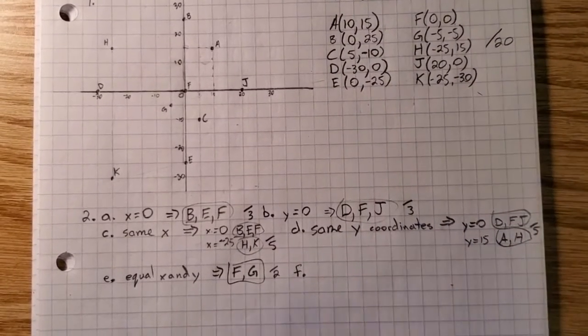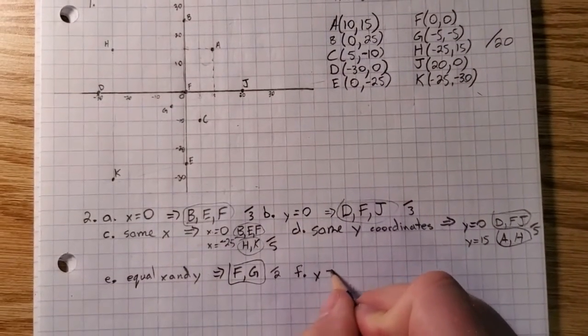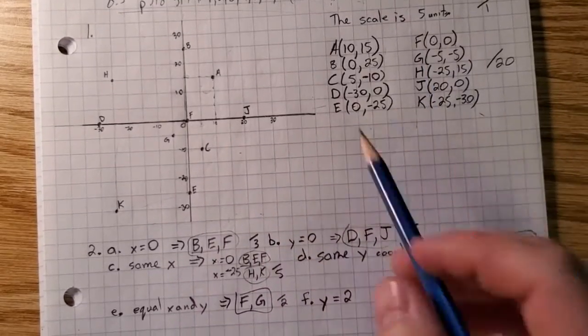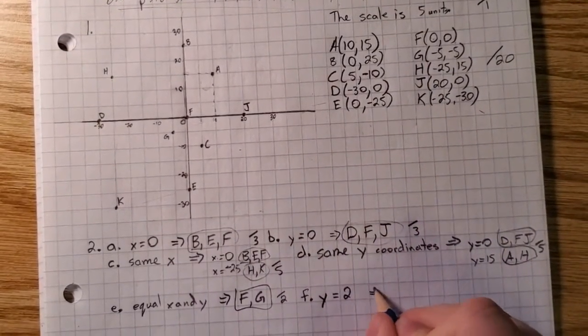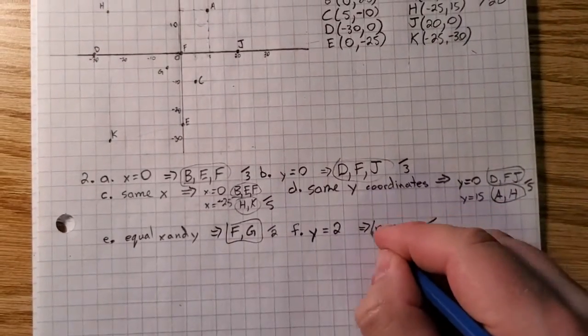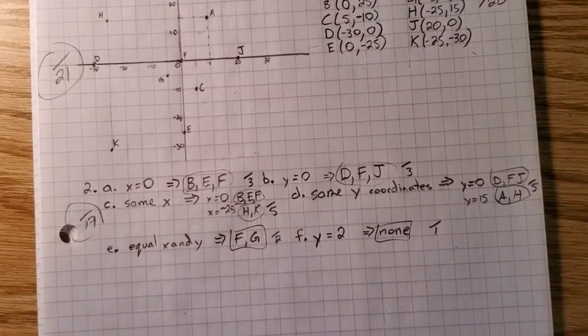And finally, F says y coordinate 2. So y equals 2. Well, all of these numbers were multiples of 5, and 2 is not a multiple of 5, so none are that way. So out of 1, the answer is none. So if you add it up, question 2 is all out of 19.